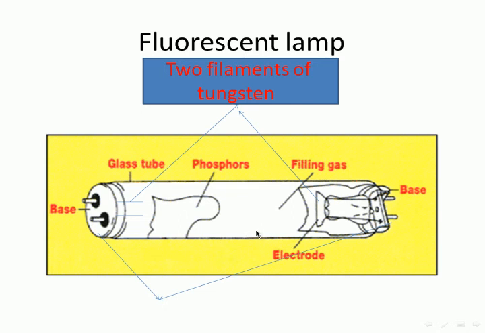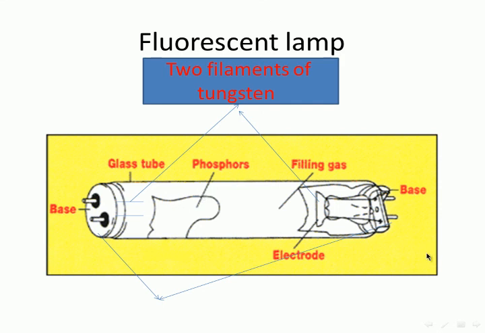We said that the light bulb consists of a glass bulb, while the fluorescent lamp, as we can see, consists of a glass tube, not a glass bulb. This glass tube is vacuumed and filled with argon gas and a little amount of mercury vapor. This glass tube is covered on its inner surface by phosphoric material, so it can be used for decoration.